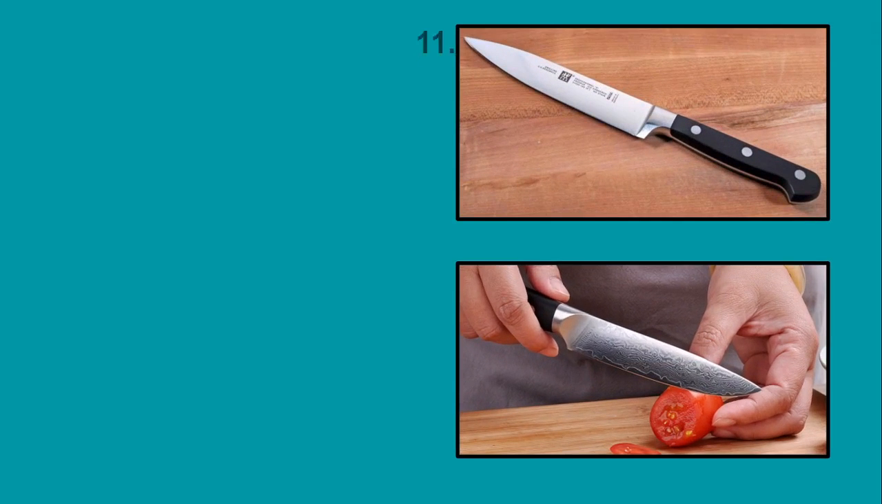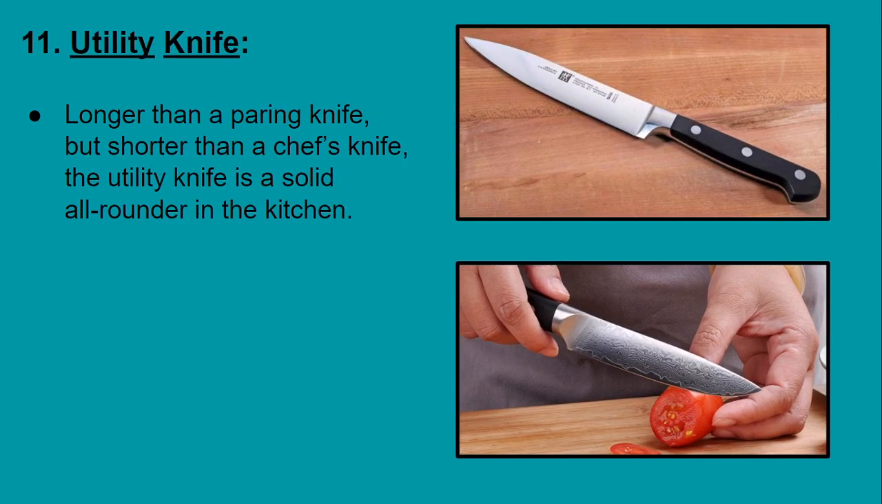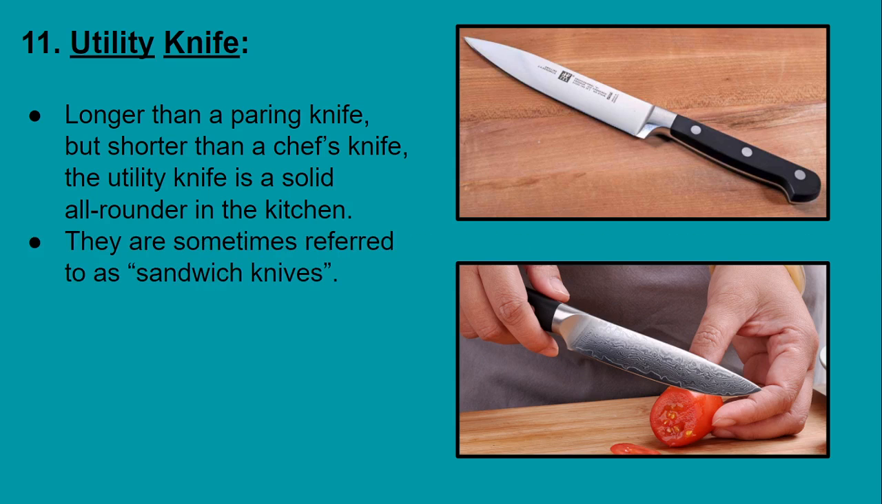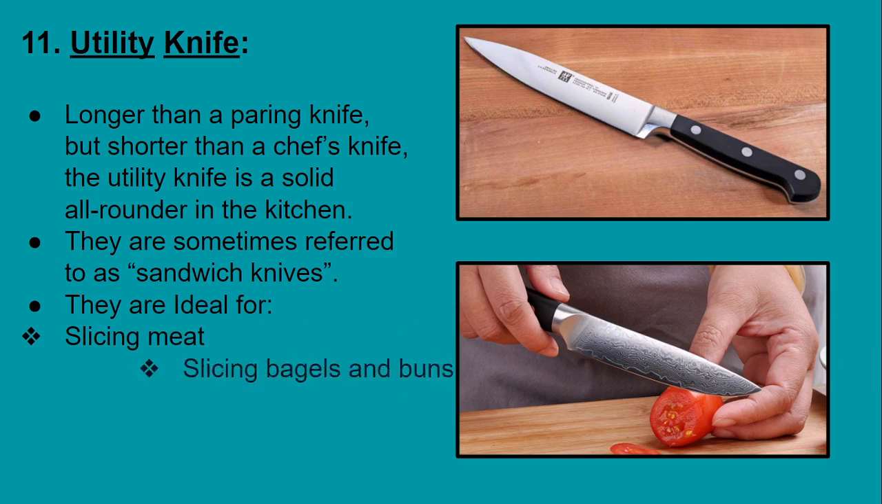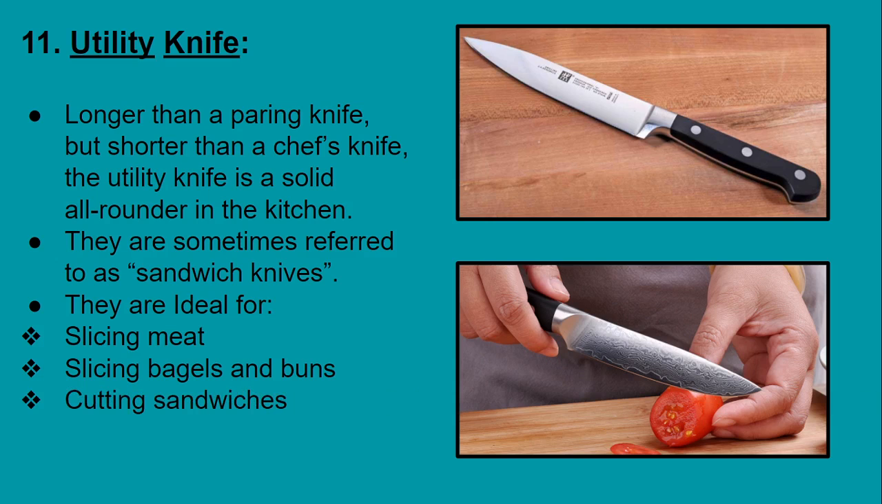So the next knife is the utility knife. It is longer than the paring knife but shorter than a chef knife. It is an all-rounder knife that can be used in all common tasks of the kitchen. They are also sometimes referred to as sandwich knives. They are commonly used for slicing meats, slicing bagels and buns. Bagels are a type of bread, basically Jewish breads. The next uses are cutting sandwiches, slicing herbs, and other general tasks of the kitchen.